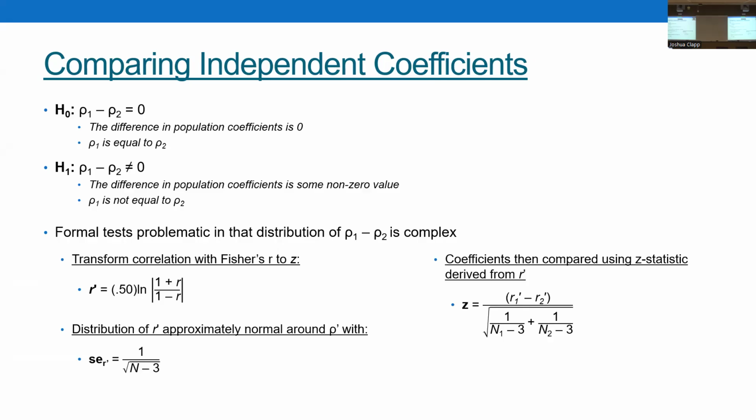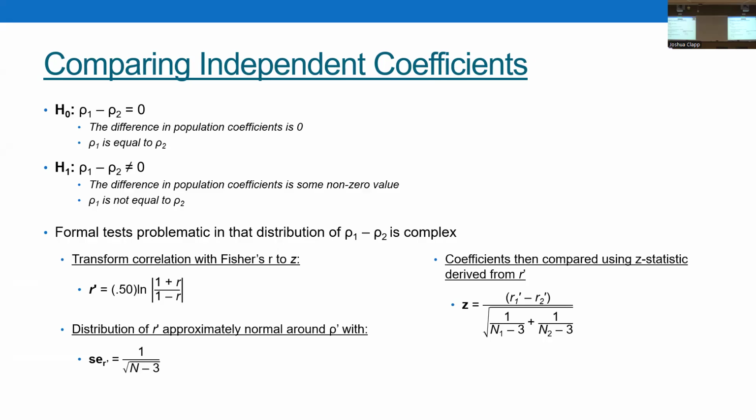So what I'm doing here, if I want to compare two independent coefficients, this is the correlation of X and Y in this group and the correlation of X and Y in this group. I take the correlation in group 1, turn it into r1 prime, get the correlation r2, turn that into r2 prime, subtract those two values, and then take this all over the square root of 1 over n in the first group minus 3 plus 1 over n in the second group minus 3.